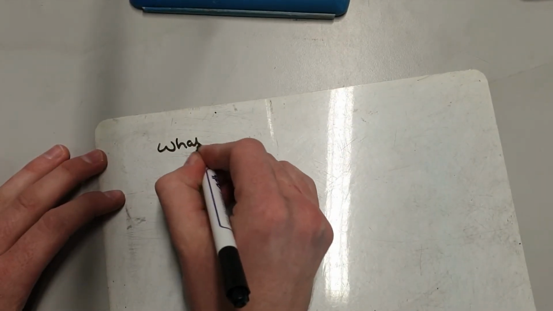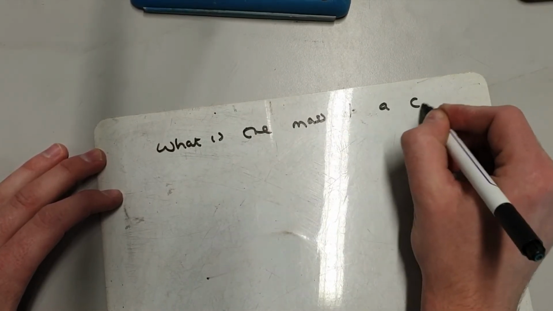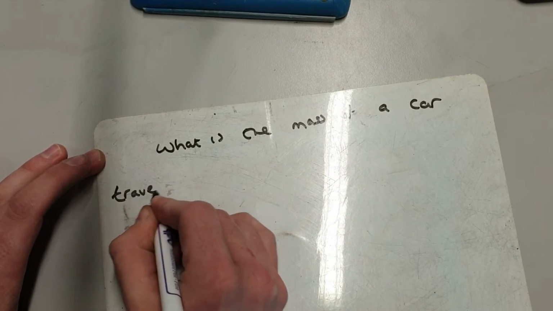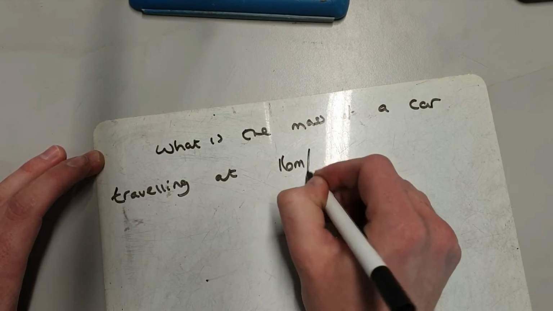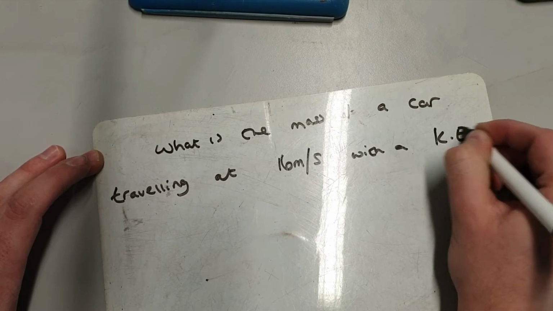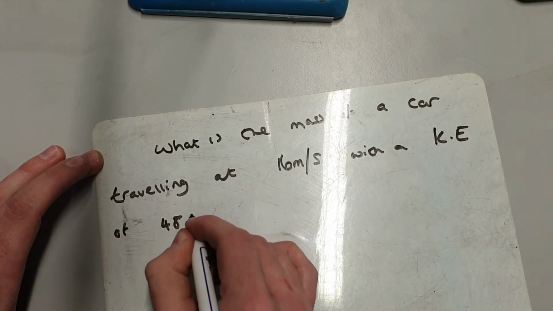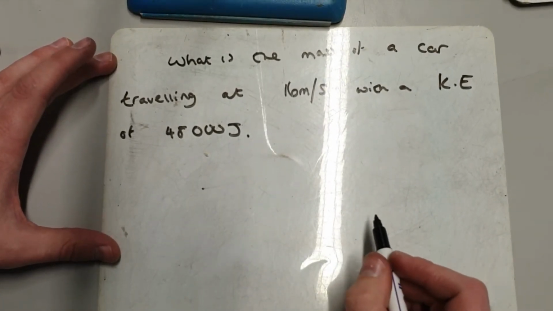Now what you could be asked to do is, instead of trying to work out kinetic energy, you might be asked to try and calculate mass. So for example, what is the mass of a car travelling at 16 meters per second with a kinetic energy of 48,000 joules? So this time I'm not trying to work out kinetic energy, I'm trying to work out mass.